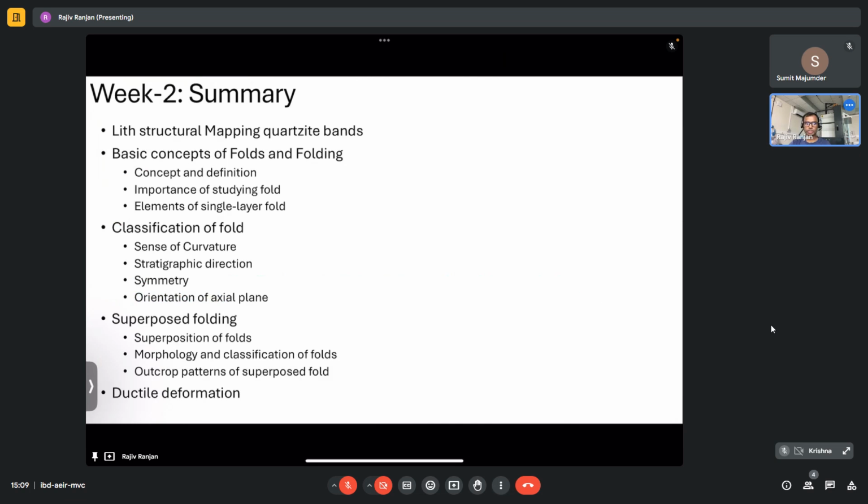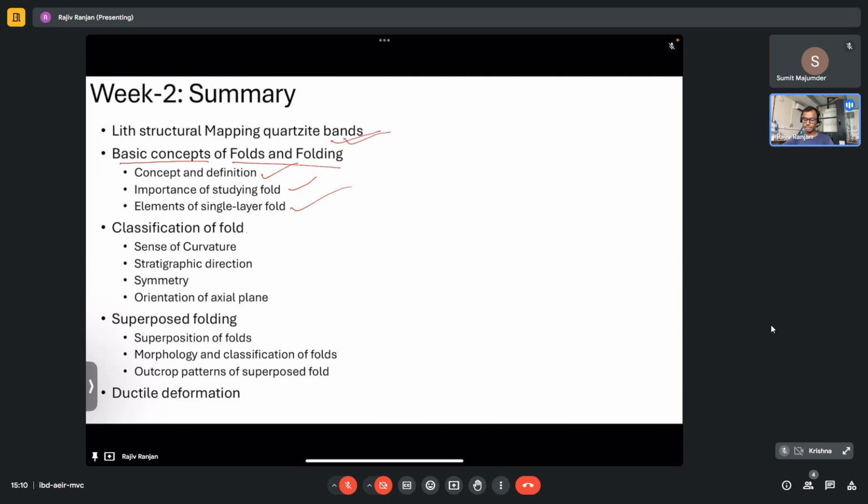In the first lectures, it was shown how to do lithostructural mapping. Followed by that, we studied the basic concepts of folds and folding, which includes concepts and definitions, the importance of studying folds, elements of single layer folds, and classification of folds based on different criteria. I have just listed a couple of classification types, but we know we have more than that.